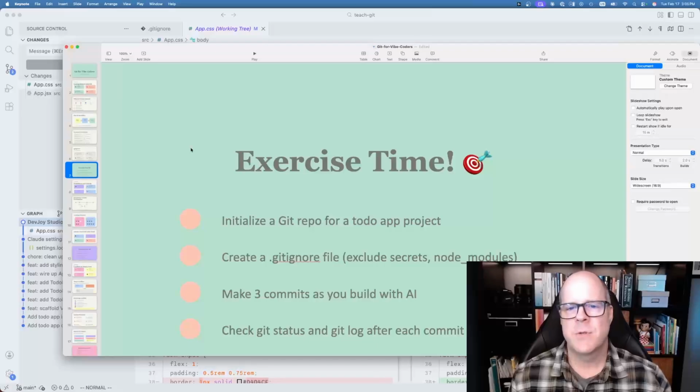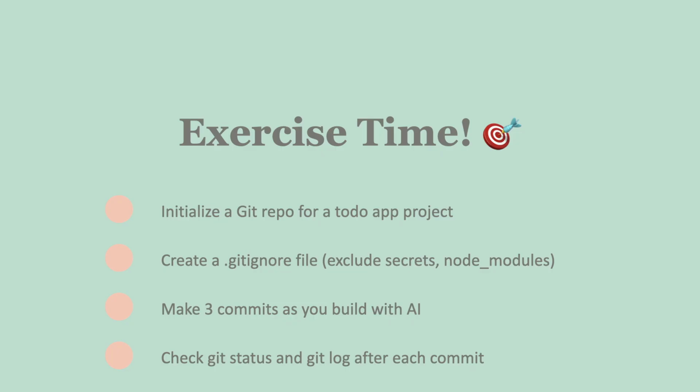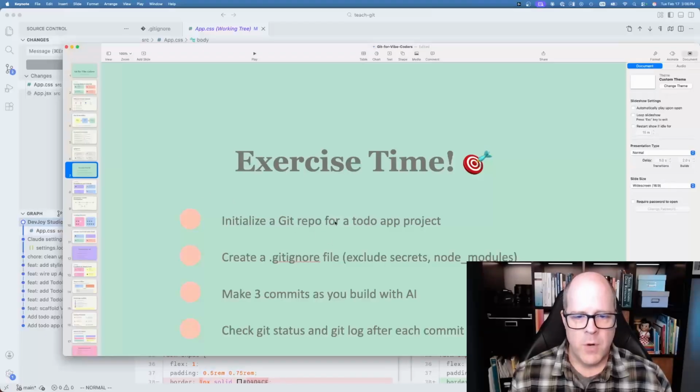So now exercise time. Now it's your turn. I want you to go on your machine, create a project, or use a project that you already have and do not have a Git repository for. I want you to go in there and initialize a Git repository, okay? For your project or for a to-do app project. I say to-do app projects because those are usually very easy to create the first time.